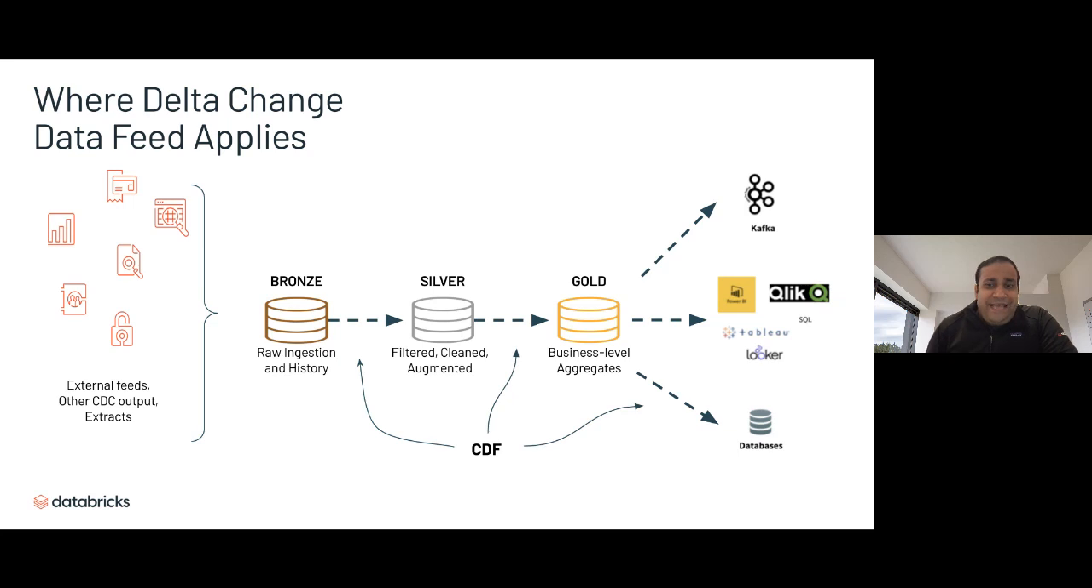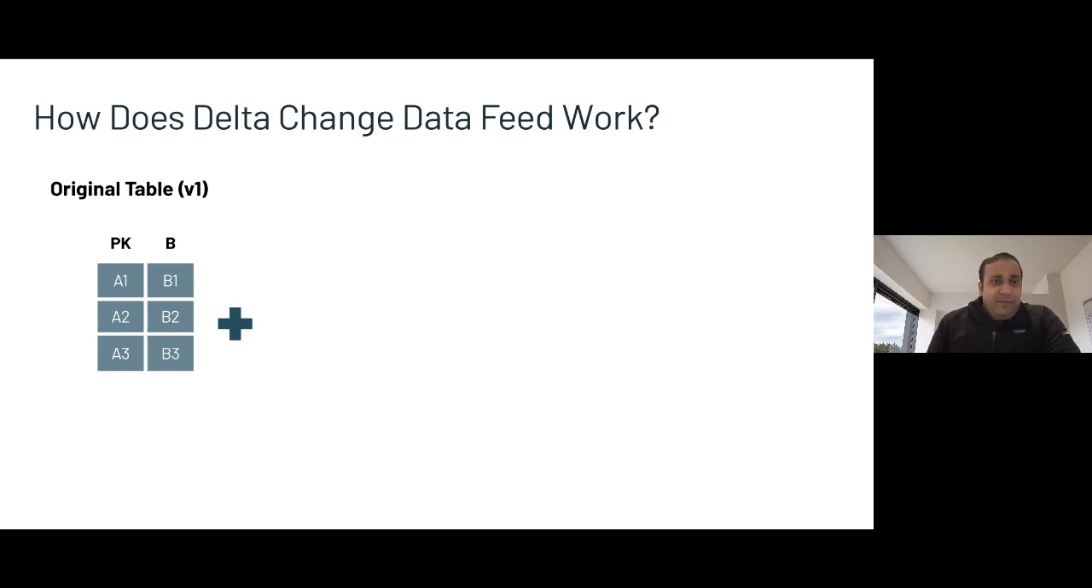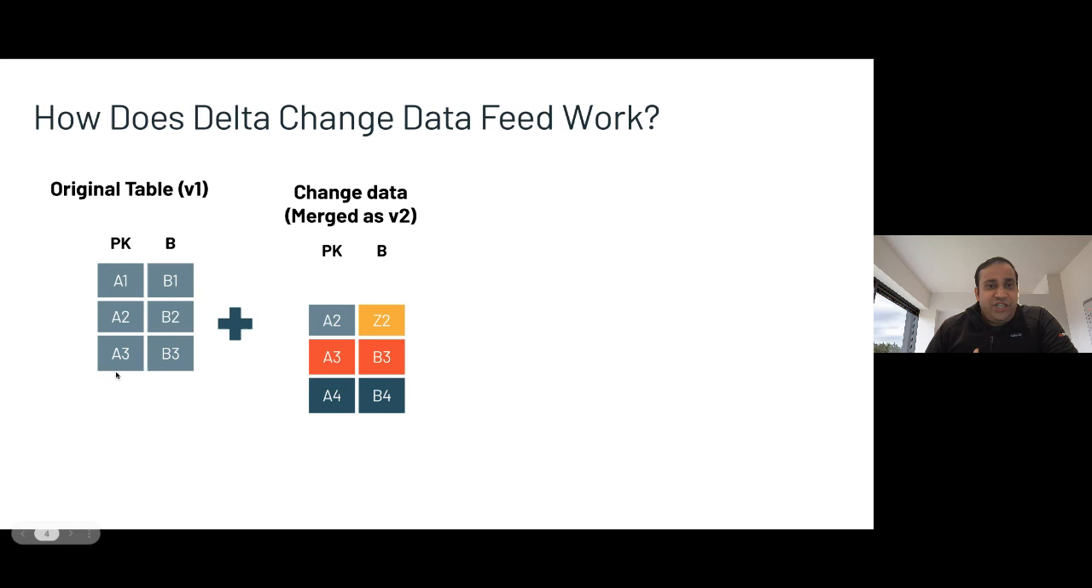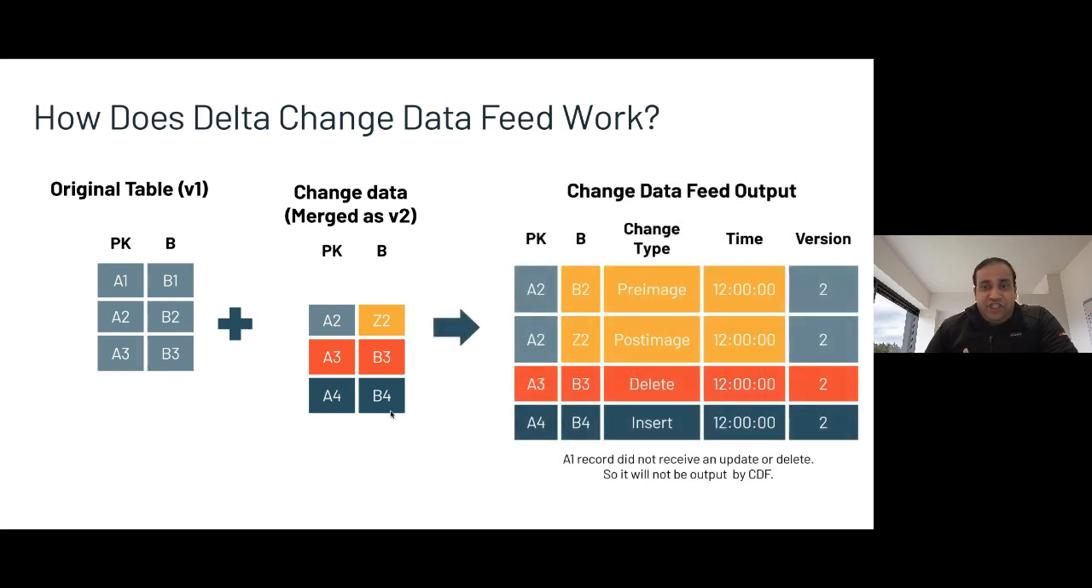So let us take an example and look at how it works. I have a table over here. This is my original table. It has the primary key A1, A2, and A3, and it has values B1, B2, and B3. Now, due to some changes, we merged it with another table, and things changed. The value of A2 changed from B2 to Z2, the A3 row was completely deleted, and we added a B4 row.